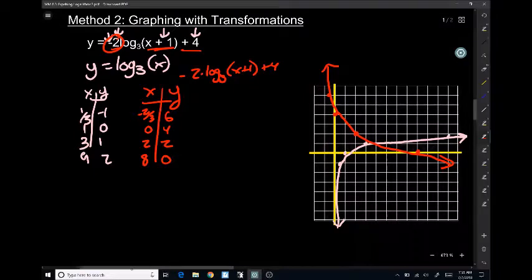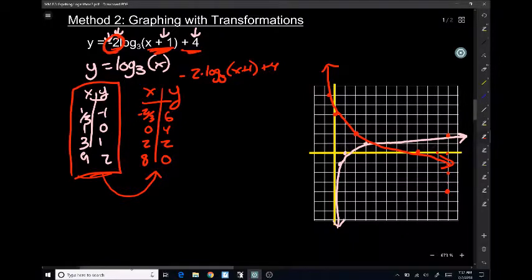And there is our graph. Now, forming the parent function can be quite simple. This moves things left to right, this moves things up, down, this multiplies the y value.